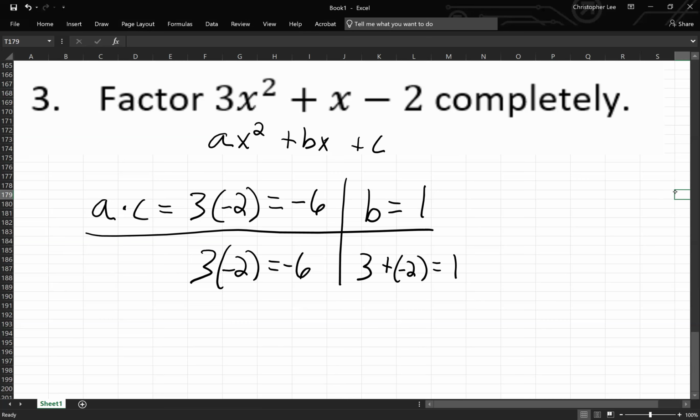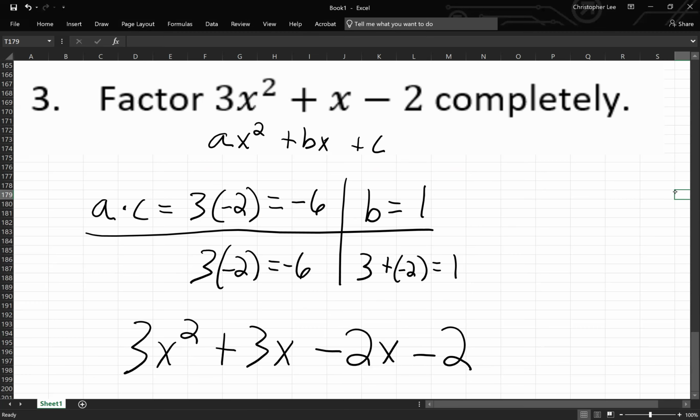After you figure out those two numbers, you want to rewrite this expression with the factors in the middle. So now instead of 3x squared plus x minus 2, I have 3x squared, then plus 3x minus 2x minus 2.